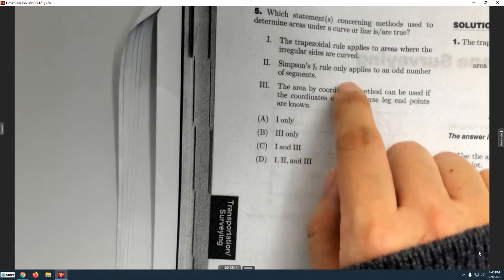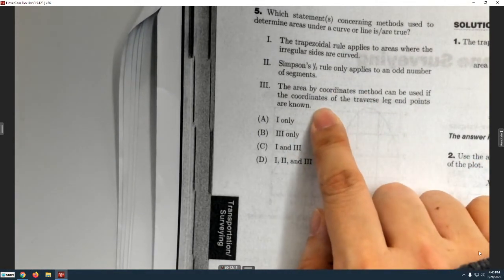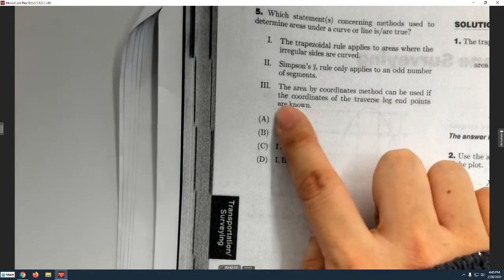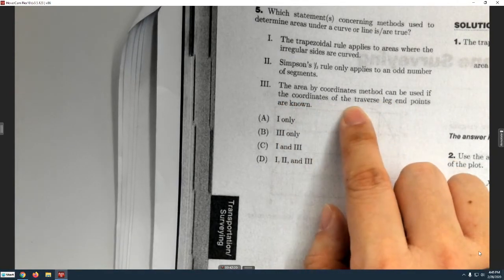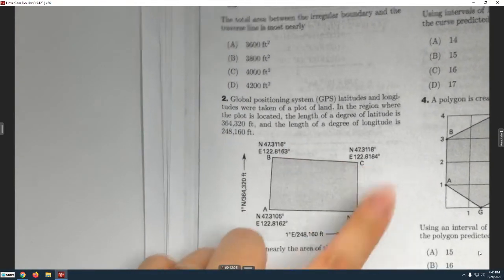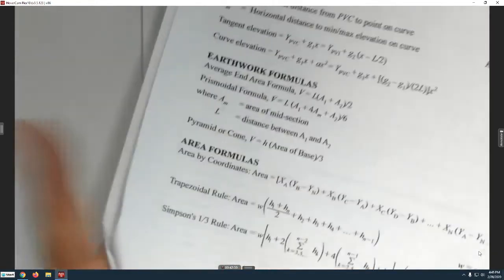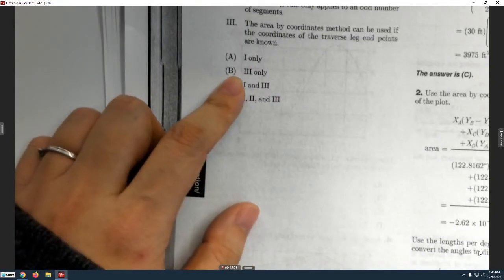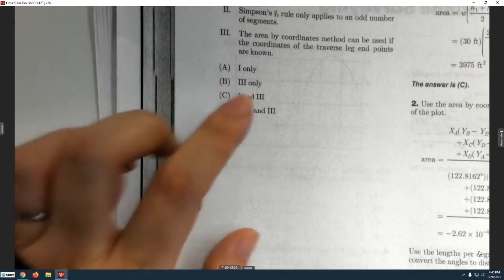Okay. The third one, the area by coordinates method can be used if the coordinates of the traverse leg endpoints are known, just like this one. So once these endpoints of each leg are given, we can use that area by coordinates equation. So this one is true. So only the third one is correct. Answer is B. Okay.